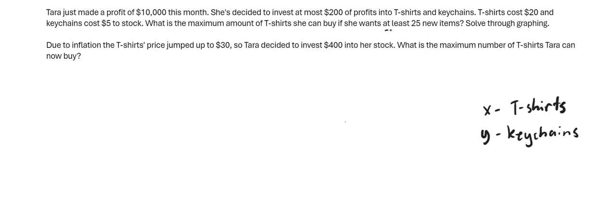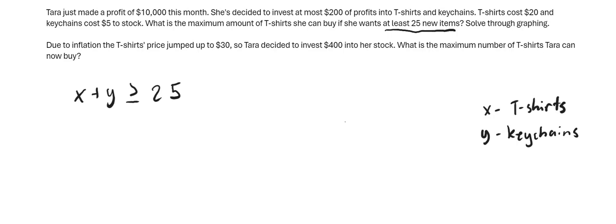So let's start with our quantity inequality. Tara wants at least 25 new items, so our total quantity will just be x plus y, number of t-shirts plus our number of keychains. That needs to be greater than or equal to 25, at least 25.